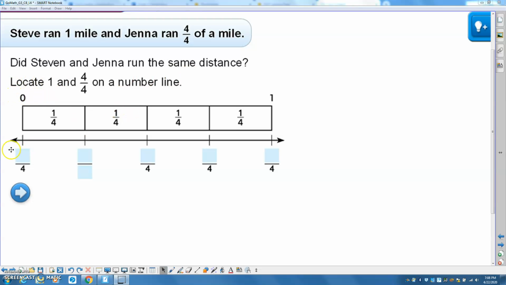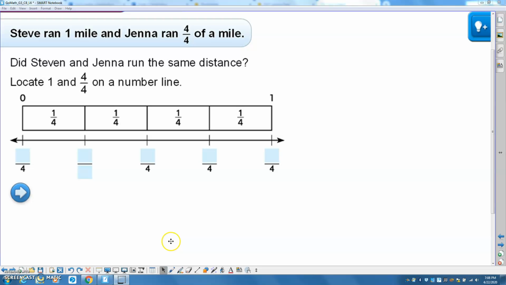So we're going to look at this number line and we're going to locate 1. We always start our number line at 0. So here's our 0. And we're going to go all the way to the other side, and here's our 1. So we end our number line with 1. Remember, a fraction is a part of a whole. So all the fractions are going to be in between 0 and 1 whole.